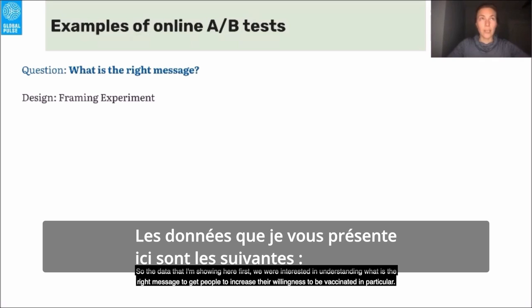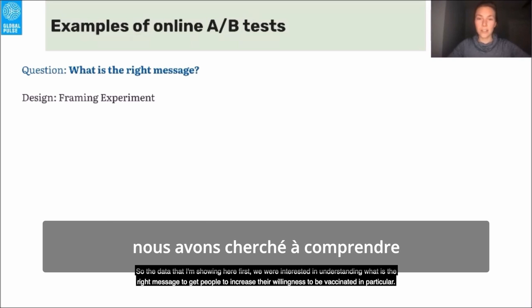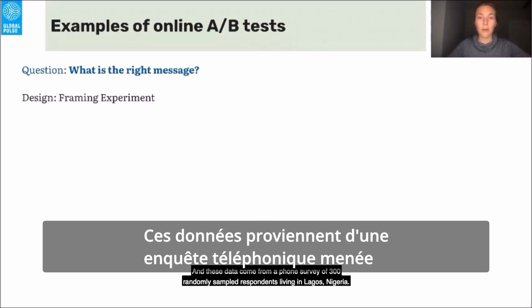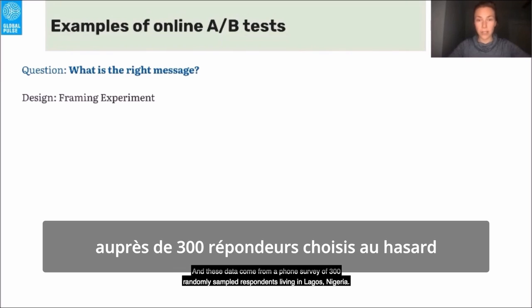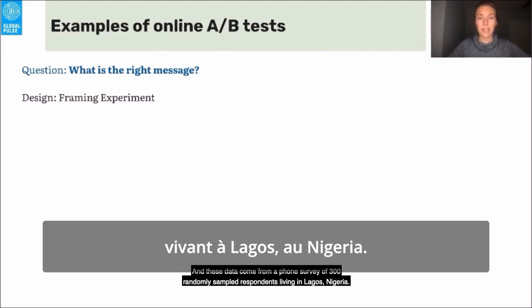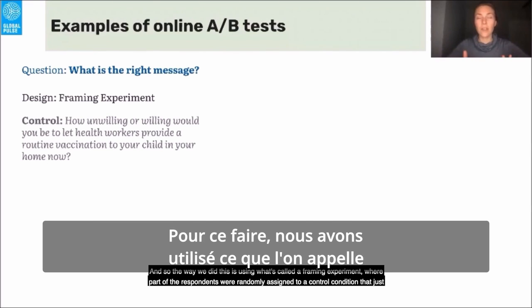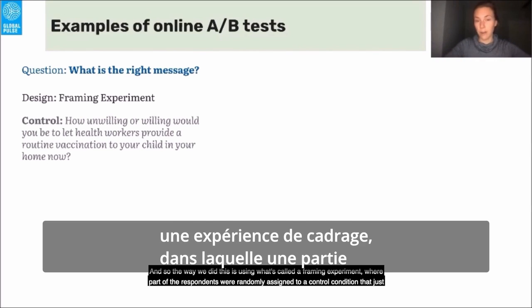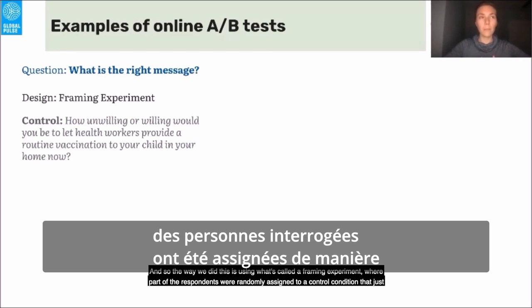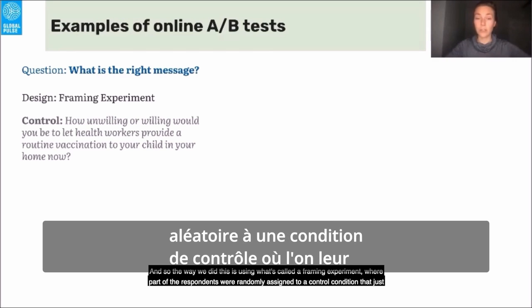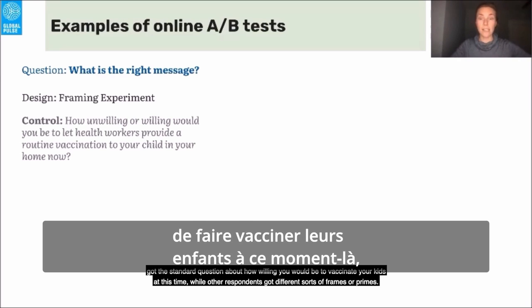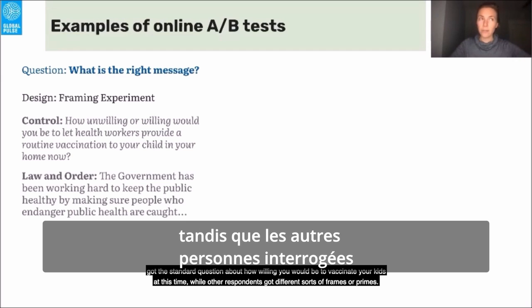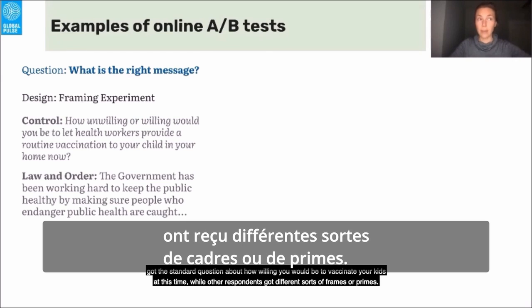So the data that I'm showing here, first, we were interested in understanding what is the right message to get people to increase their willingness to be vaccinated in particular. And these data come from a phone survey of 300 randomly sampled respondents living in Lagos, Nigeria. The way we did this is using what's called a framing experiment, where part of the respondents were randomly assigned to a control condition that just got the standard question about how willing you would be to vaccinate your kids at this time, while other respondents got different sorts of frames or primes.